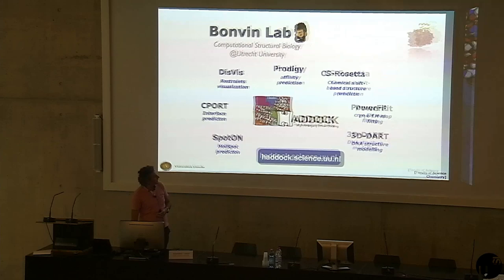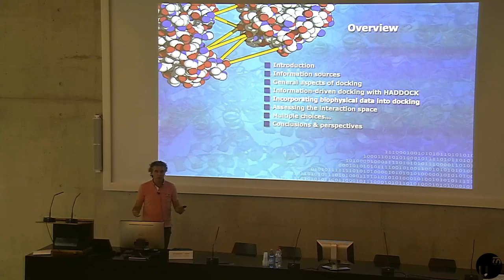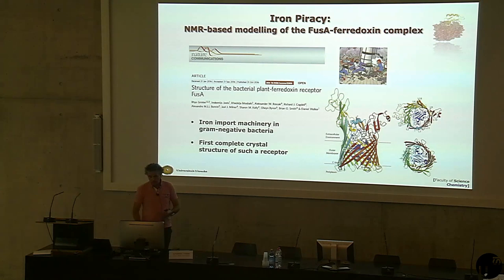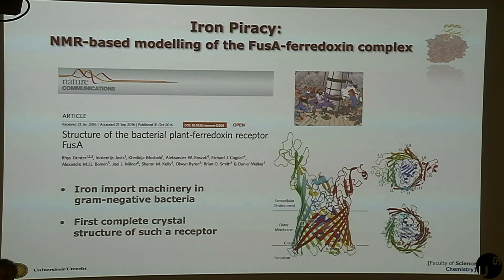OK, let's move now to some application examples of what we can do with this kind of approach. The first one is a story about iron piracy. This is a receptor protein, a bacterial receptor. The bacteria needs iron for its survival, and to get the iron, it's hijacking a small protein from its host, a ferredoxin protein, which contains an iron-sulfur cluster. There are 2 iron atoms per protein in that one. To grab these irons, the bacteria needs to internalize ferredoxin, and it does that through this receptor. And by the way, this is Captain Haddock. If you don't know him, that's the guy we are usually referring to.